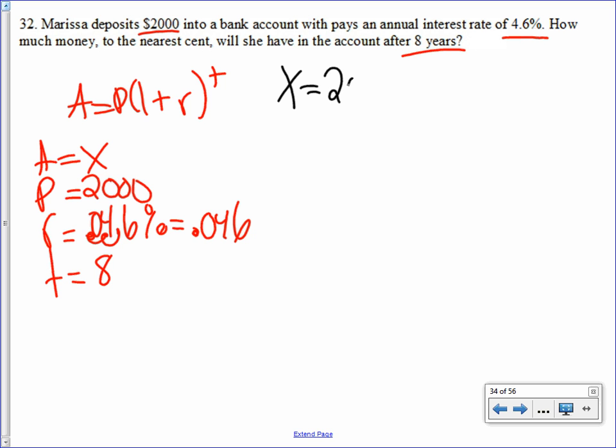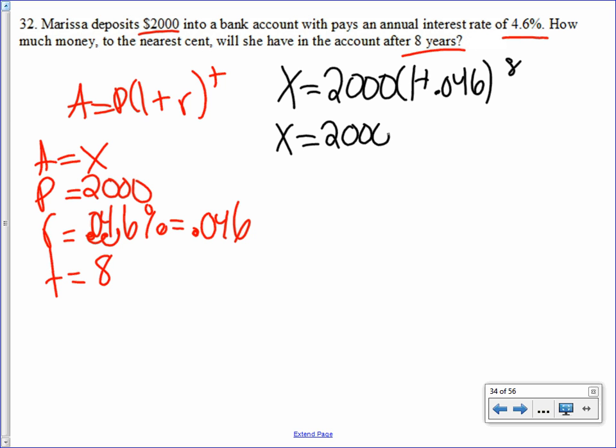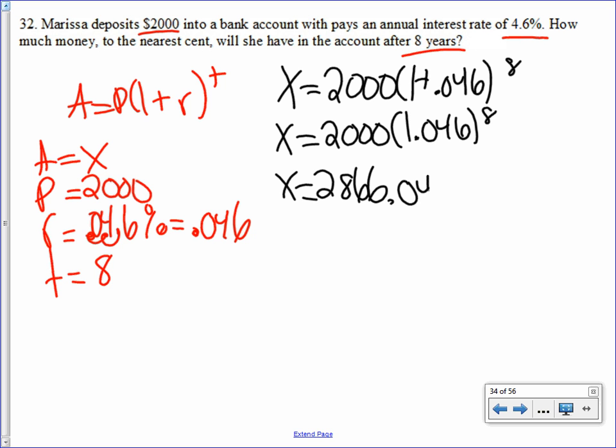A equals 2,000 times 1 plus 0.046, to the power of 8. Do what's inside the parentheses first. You can use a calculator for this. Then you type the entire thing in. 2,000 times 1.046 to the power of 8. I get 2866.048081. To the nearest cent, again, is 2 decimal places.